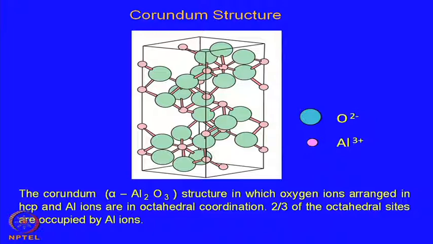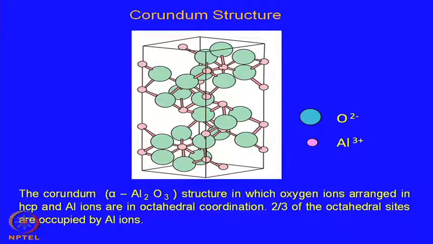So, if oxygen creates an HCP structure, the number of oxygen ions in a unit cell will be the same as the number of octahedral sites, because you have seen earlier that the number of octahedral sites and the number of anions are the same in the FCC structure.